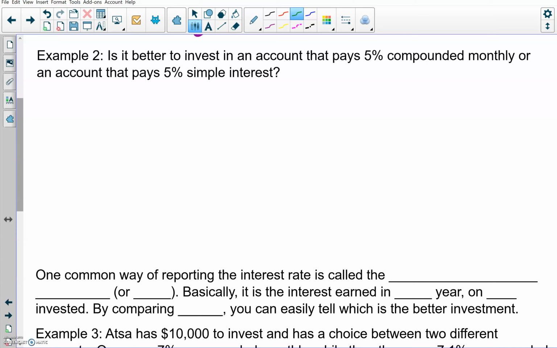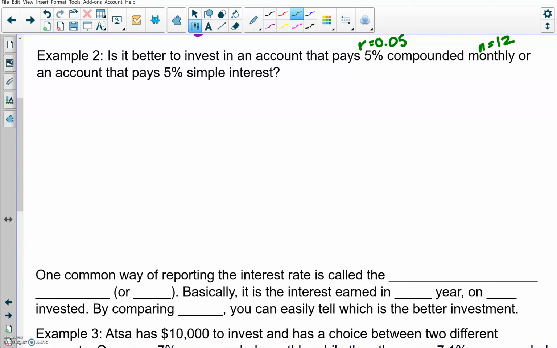But at any rate, we're going to look at example 2 here, and the question is: is it better to invest in an account that pays 5% compounded monthly or an account that pays 5% simple interest? So for this one, they don't really tell us a whole lot of information, but I do know with the compounded monthly, the N will be 12. I also know that R is going to be 0.05 for 5%. And then they tell me monthly, compounding, and simple.